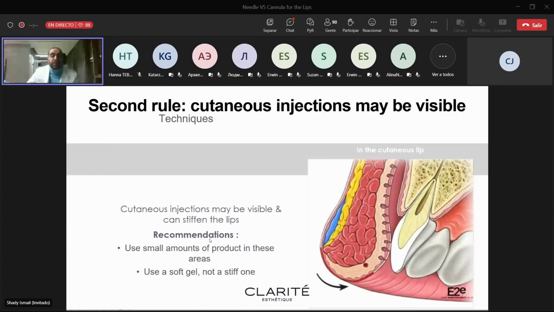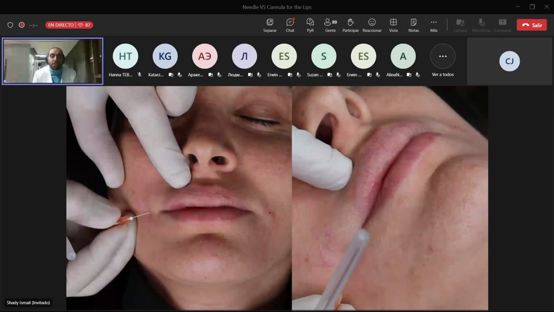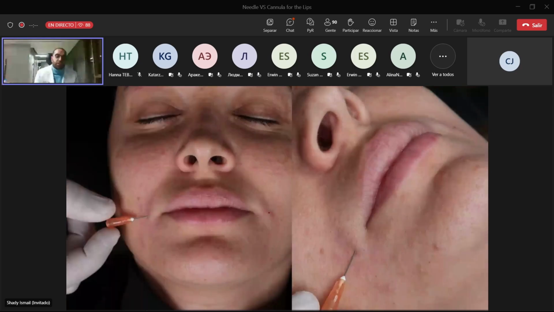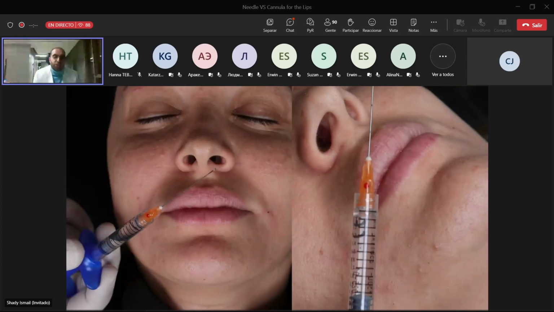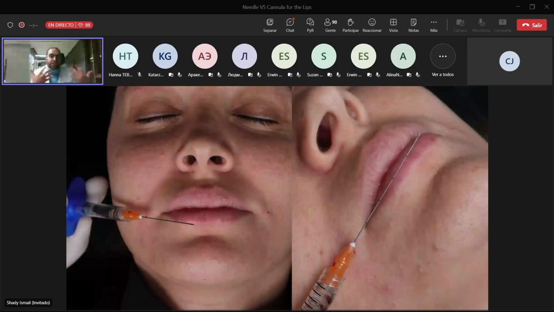Now we're checking the techniques. Together, I'm going to discuss the video. Here's my colleague Nada. She's 34 years old. Here I used a Softfill cannula, 25G, 50 millimeter, and at the entry point I'm using RHA2 Teosyal, which is a viscoelastic product that can integrate easily and makes no lumps and bumps.